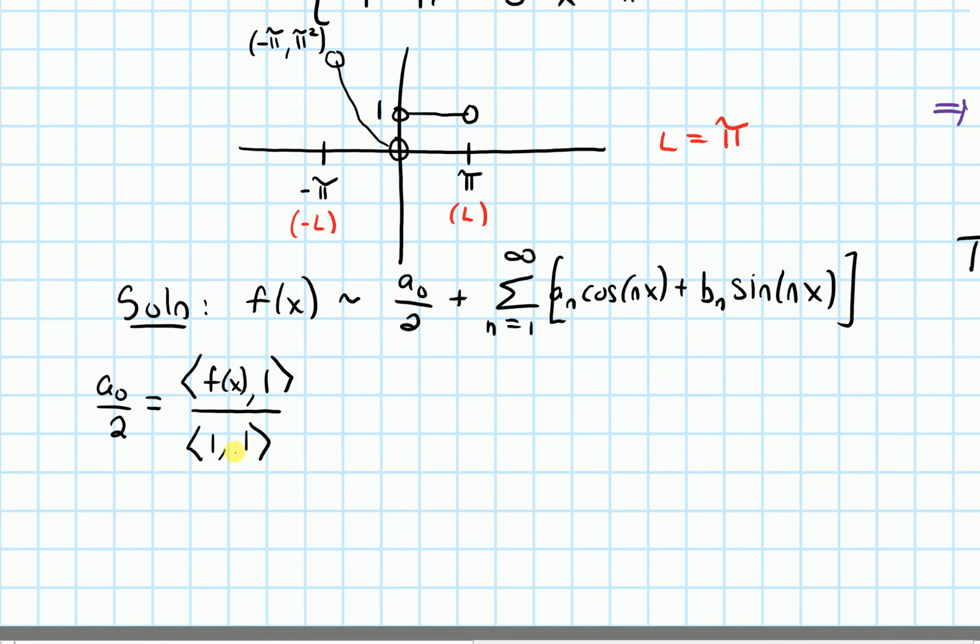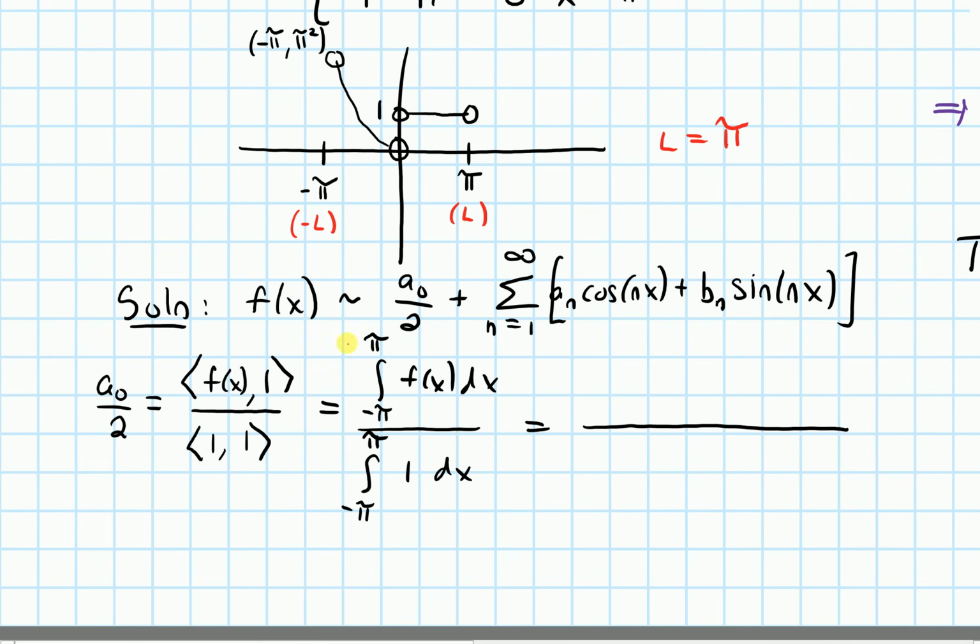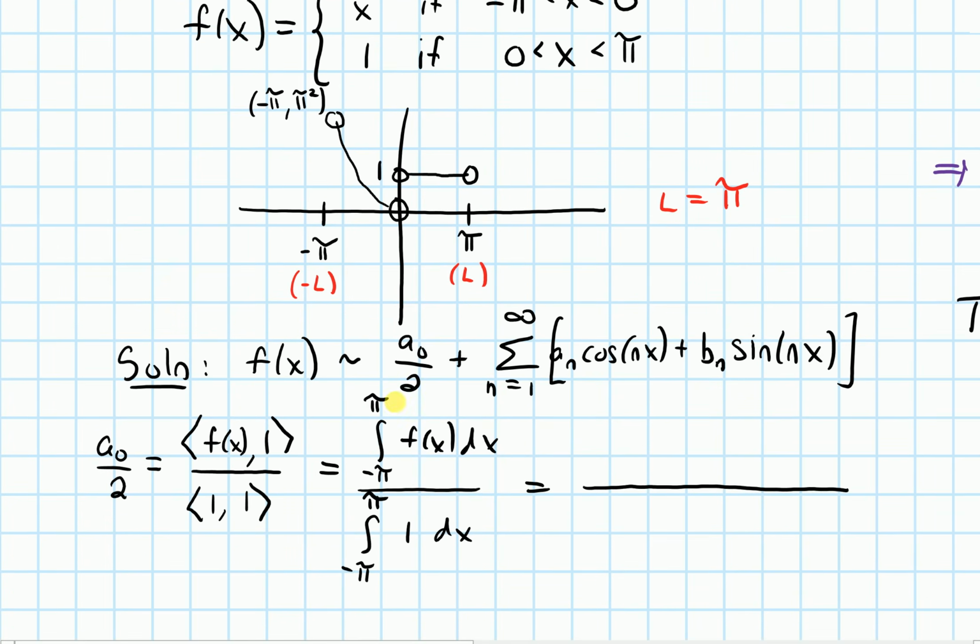We saw this formula in the last video. Now each of these inner products is an integral. The integral on the top goes from negative pi to positive pi of f of x times 1, which is f of x, dx. And on the denominator, we'll have the integral from negative pi to pi of 1 times 1, which is 1. So on the numerator, I need to integrate the function f of x from negative pi to positive pi.